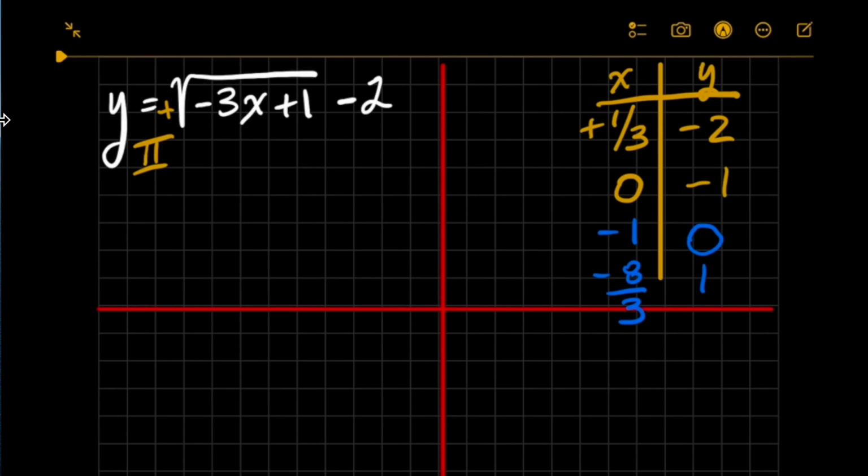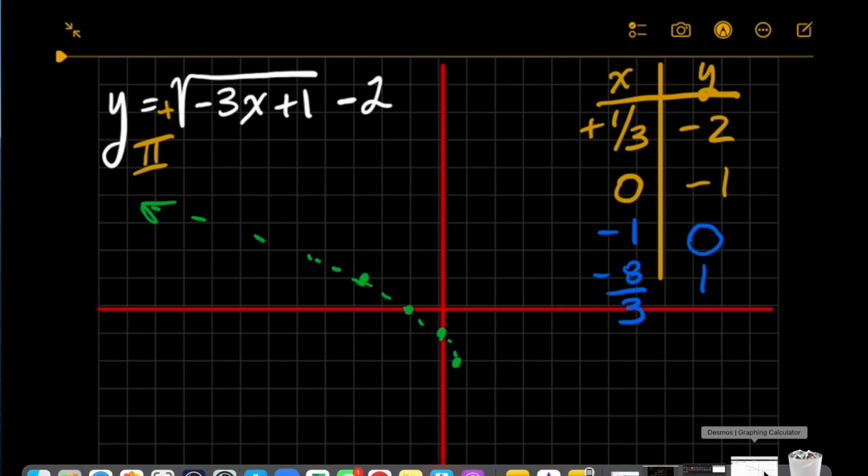Okay, so first we're going to have +1/3, -2. It's going to be about right there. We're going to have 0, -1. We're going to have -1, 0. And then we're going to have -8/3, which is just short of -3, +1, something like that. So our graph is going to head towards the second quadrant as predicted.